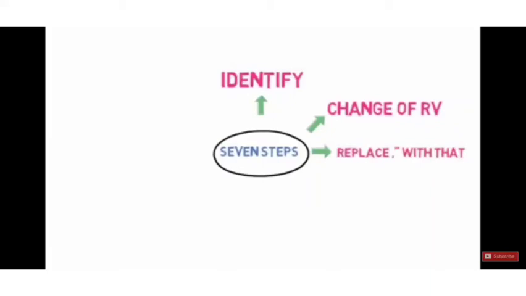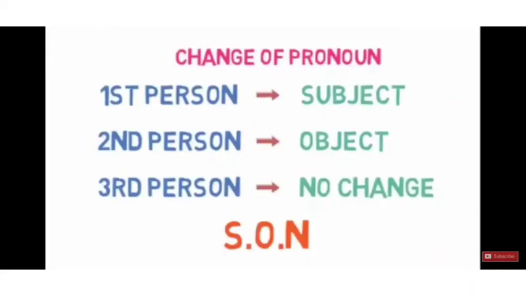Then we use the conjunction that. Step 4 is change of pronoun. We should change the pronoun as per this workflow. First person in reported speech will be converted as per subject. Second person in reported speech will be converted as per object. Third person will remain unchanged. We can remember this by this acronym SON, that is sun.